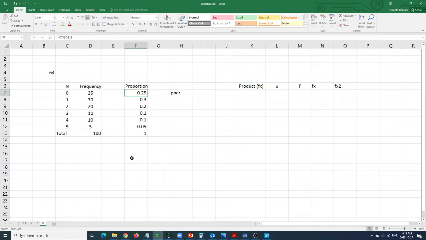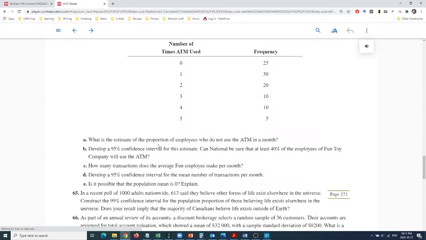Well, you could just compute the proportion from all this information, and the proportion of the people who do not use the ATM is just 0.25. Okay, and that's your P bar. So this is a proportion question in some sense, as you could kind of train your formulas in the right way.